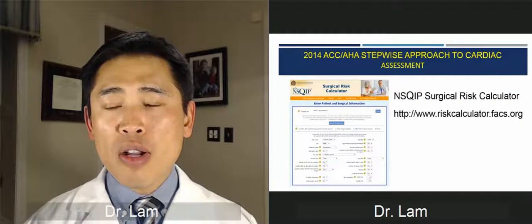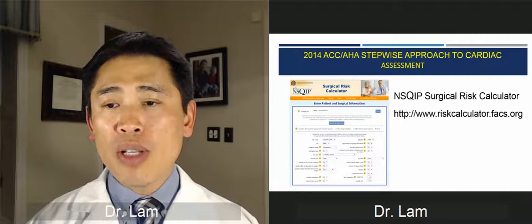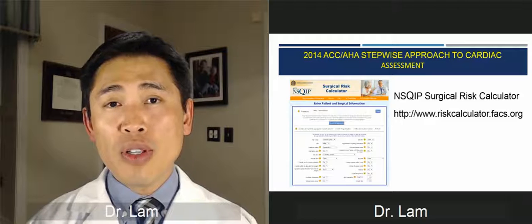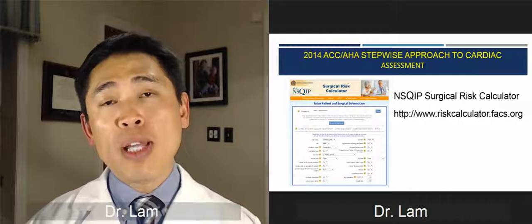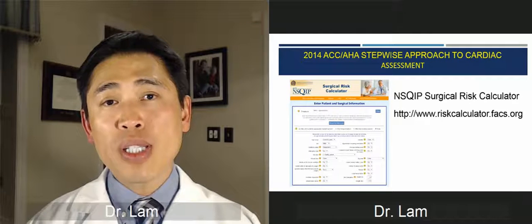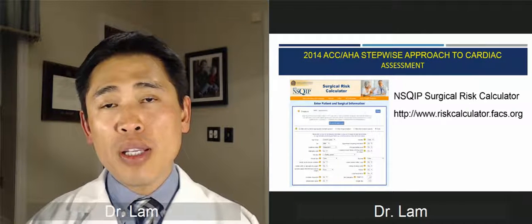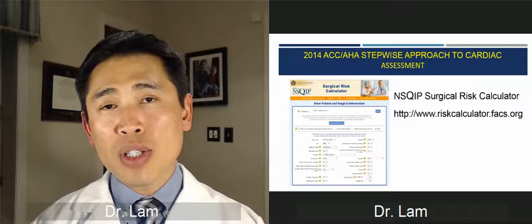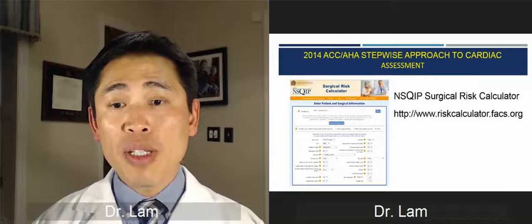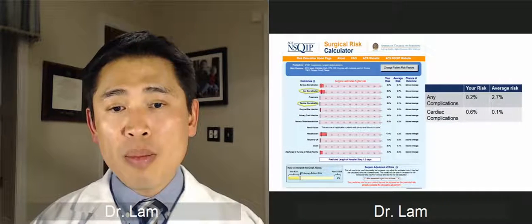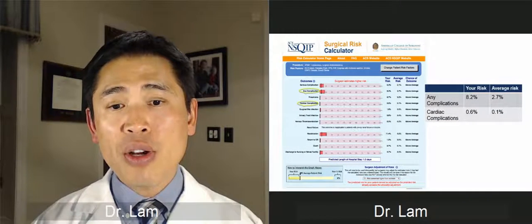The one that cardiologists tend to gravitate towards nowadays is the NSQIP, otherwise known as the Gupta tool. And I've included the URL here. You can go online, and this is a very handy web-based risk calculator where you plug in the procedure that the patient's going to have, some of the patient characteristics such as their height and weight and other medical comorbidities. And then what it does is it calculates out their risk of any complications, serious complications, cardiac complications.